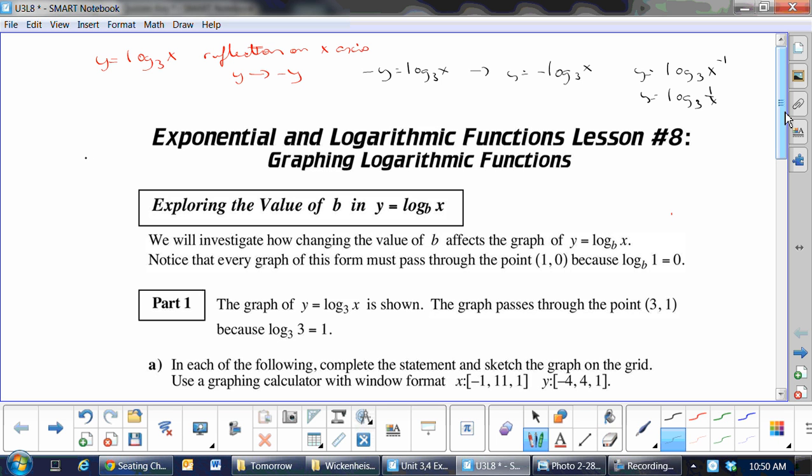So I'm not trying to waste your time here, but a lot of people would go this route that I went, and you just get stuck, right? So right at the beginning here, if we change it to exponential form, let's try that. That would be 3 to the negative y equals x, correct?